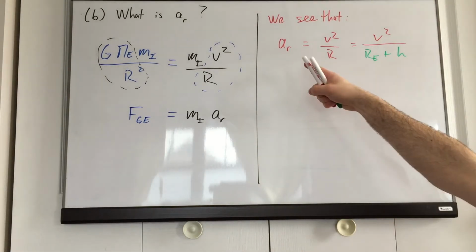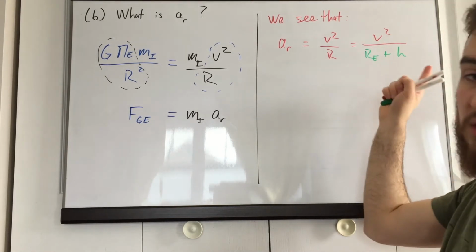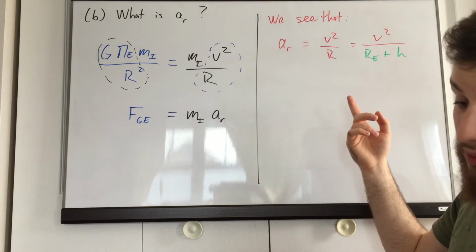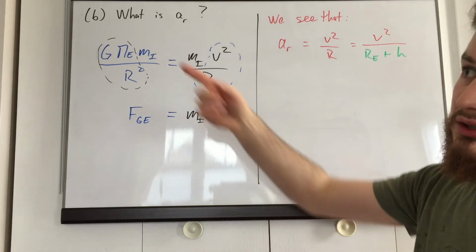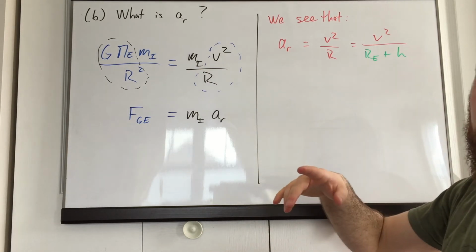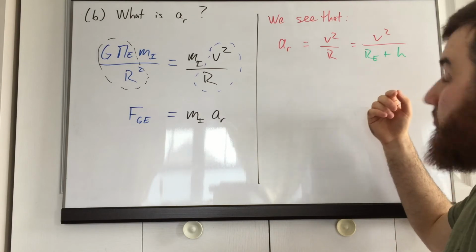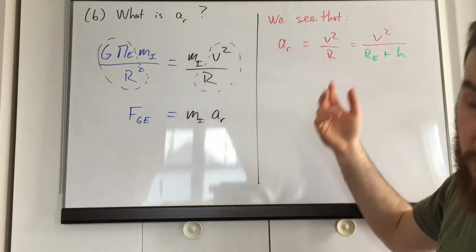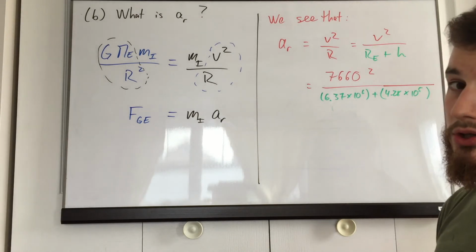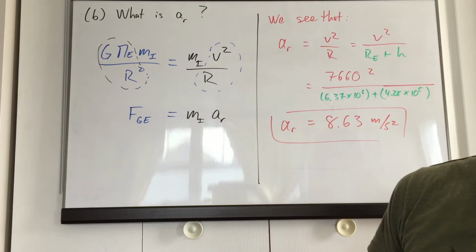We see that a_R is v squared over r, or v squared over R_E plus h. We know v, we know R_E, we know h. We plug and play. If you found in part A the value of r on its own, and then use that value and the value of R_E to find h, fine with me. You can then just use that value in here and you get your answer. Plug in your numbers and you should get approximately thereabouts.